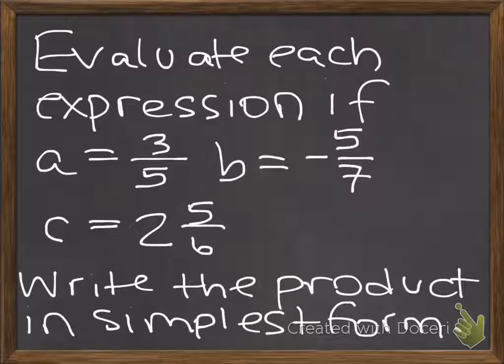The last couple of problems, we're going to put the values of these variables into the problem and then multiply. It says to evaluate each expression. It gives us A, B, and C, and then write the product in simplest form. So we need to make our fractions in simplest form at the end.